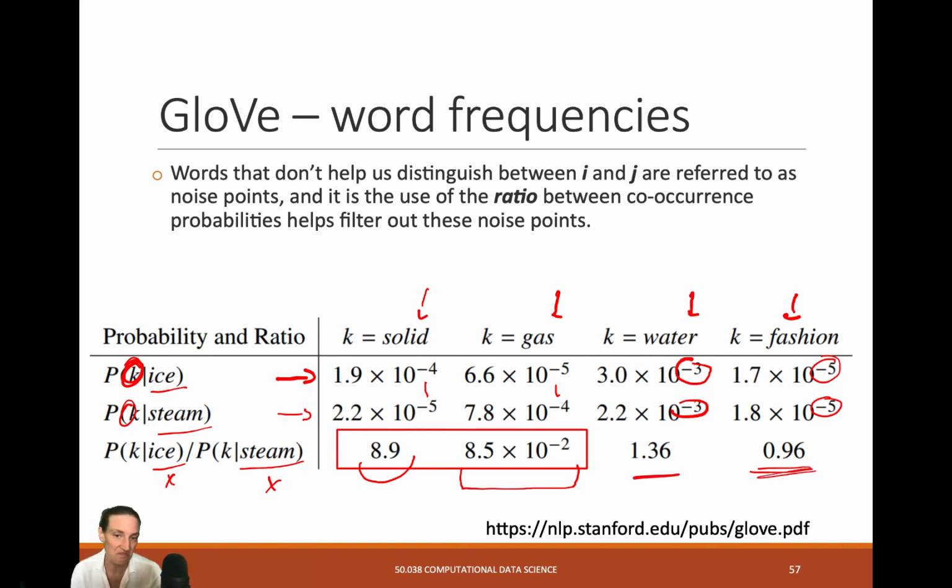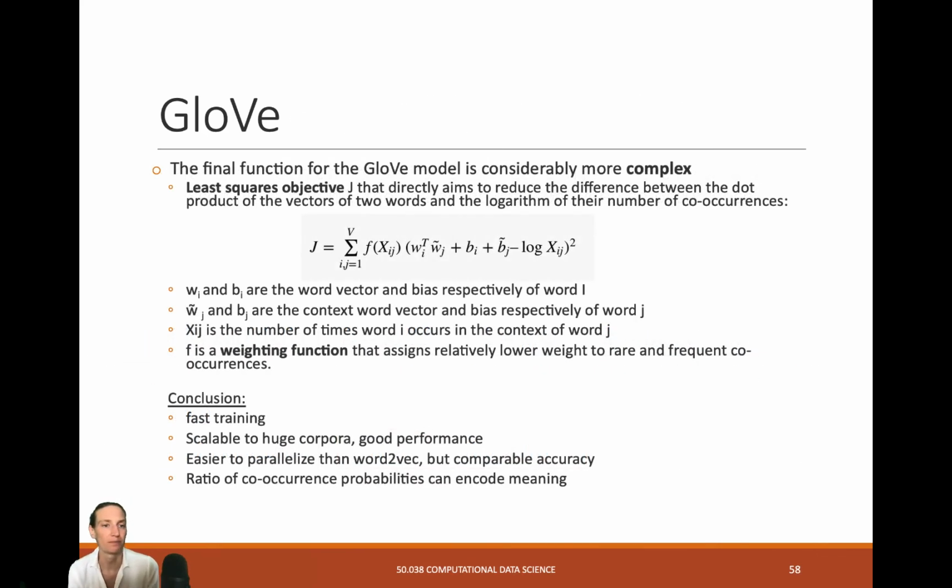In the case of fashion, fashion and ice, fashion and steam wouldn't occur. It doesn't tell us anything about ice and steam. If it occurs together with fashion, it wouldn't occur together. Water, they both occur. It's higher than zero. It's a little bit higher than fashion, but it's related to both. So it doesn't tell us much in that regard. But it is the difference here and the huge value here that gives us the information that solid and ice are way more related than steam and solid. So these kinds of ratios are what the GloVe vectors are based on.